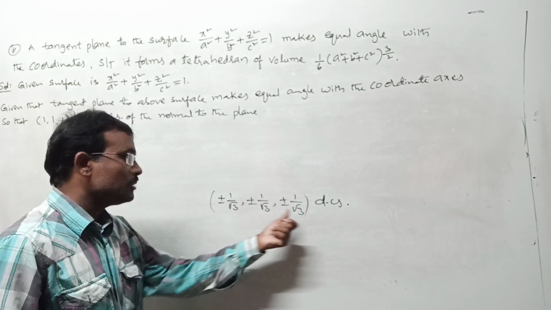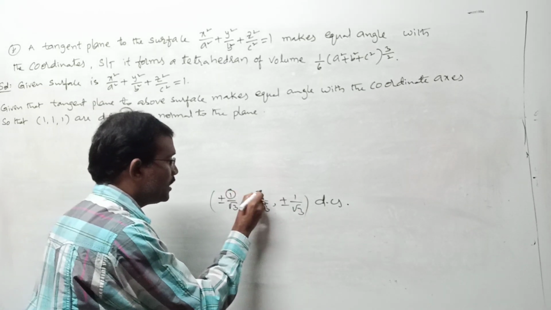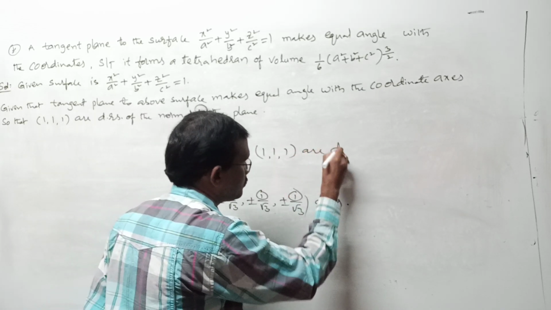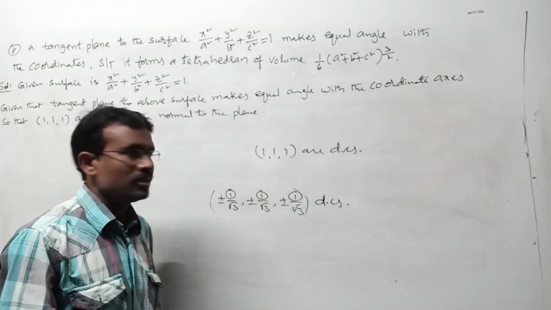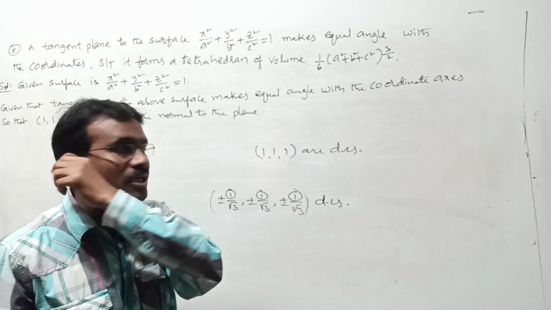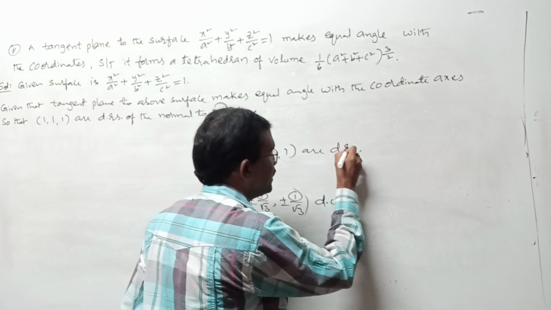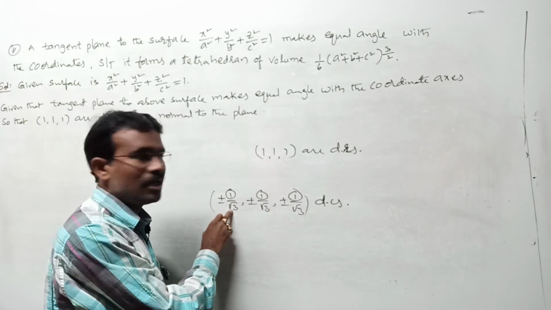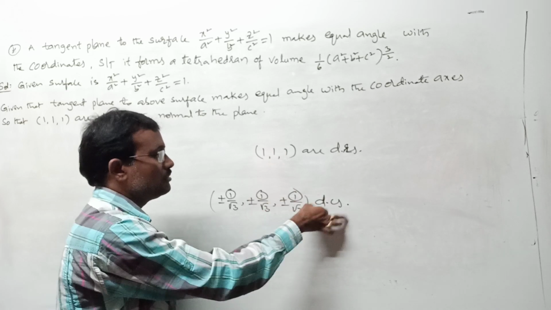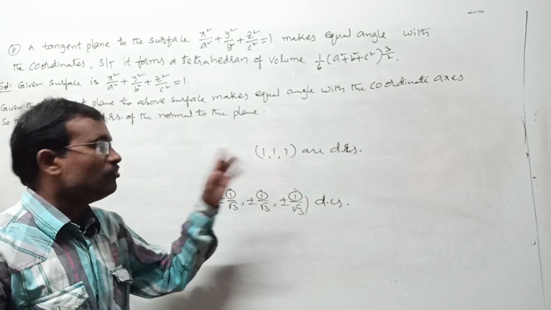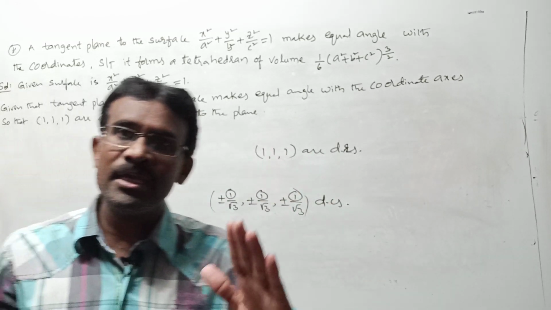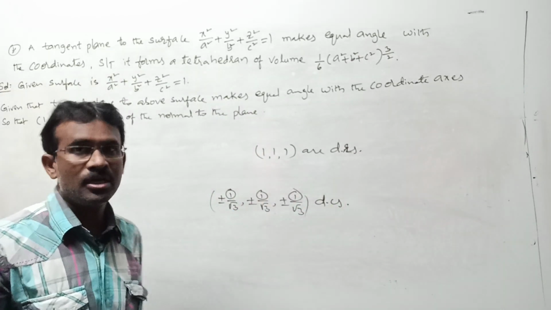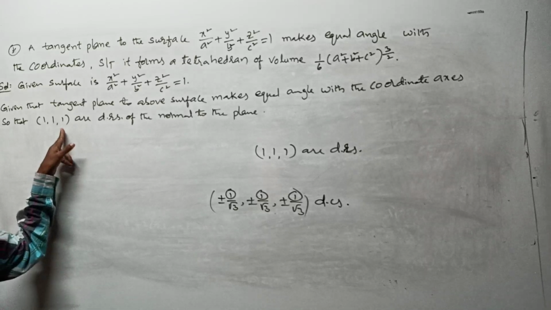But these become direction cosines if the numerators 1, 1, 1 are direction ratios. Understood or not? If 1, 1, 1 are direction ratios of a line, then its direction cosines are 1 by root of 1 square plus 1 square plus 1 square. Is it 1 by root 3 or not? 1 by root 3, 1 by root 3. That means whenever one line is making equal angle with the coordinate axis, that line's direction ratios are 1, 1, 1. That same thing we used here.